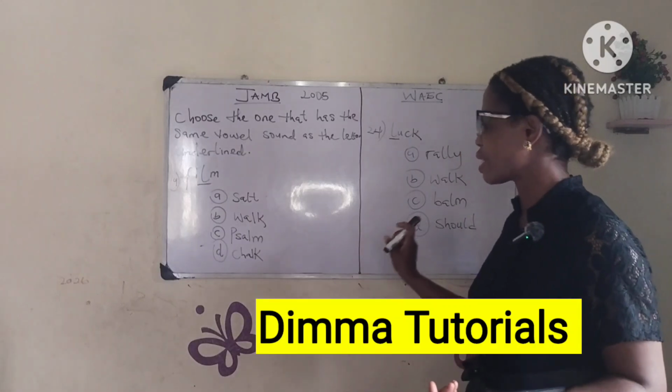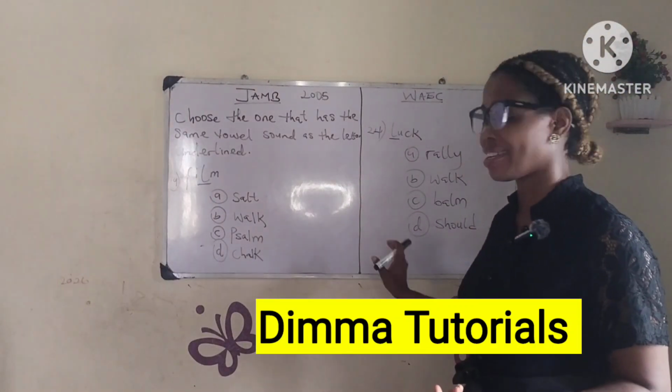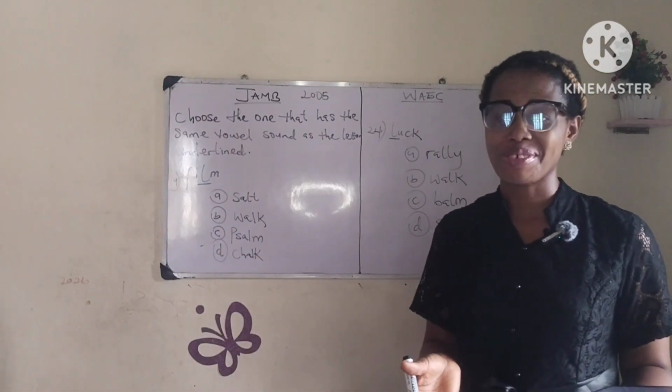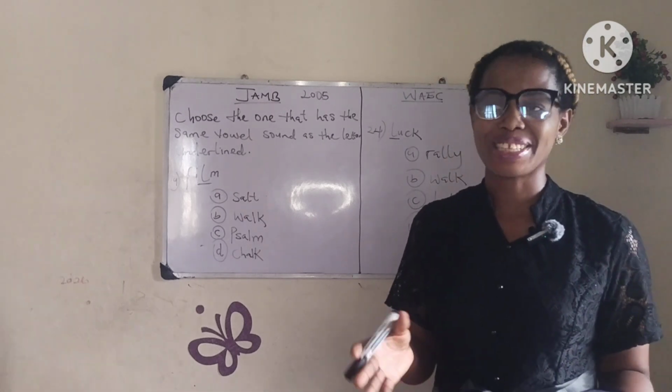Today we have two questions on the board. One is from JAMB WAEC and one is from WASC. Today we're going to answer these questions, and these questions are on the O sound. Do you know how to identify the O sound in words? Now the O sound is pretty simple, but the examiners always like to make it tricky.